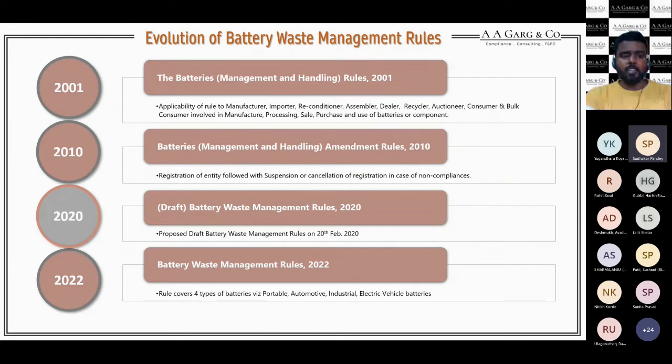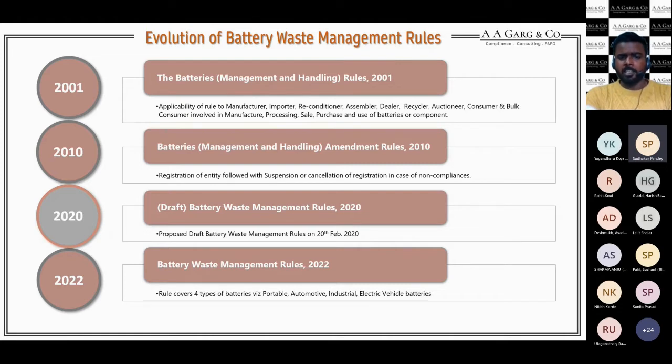So this evolution started in 2001, where the Battery Management and Handling Rules were published with a very basic understanding and applicability of the rule. Thereafter, in 2010, the battery management rules were amended, and that mandated the registration of the entities identified in the 2001 rule. Thereafter, in 2020, the draft Battery Waste Management Rules were published, and now in 2022, we have the final version of the Battery Waste Management Rules 2020-22.